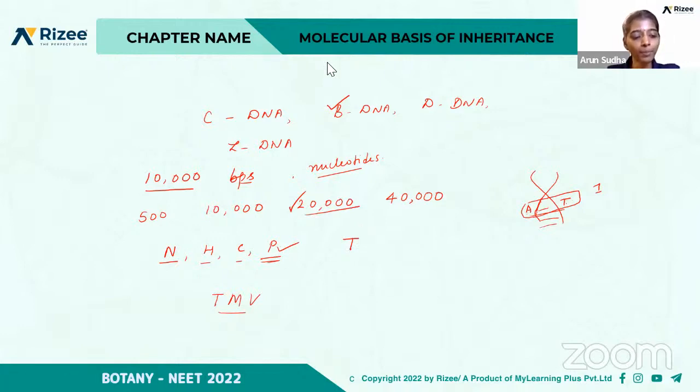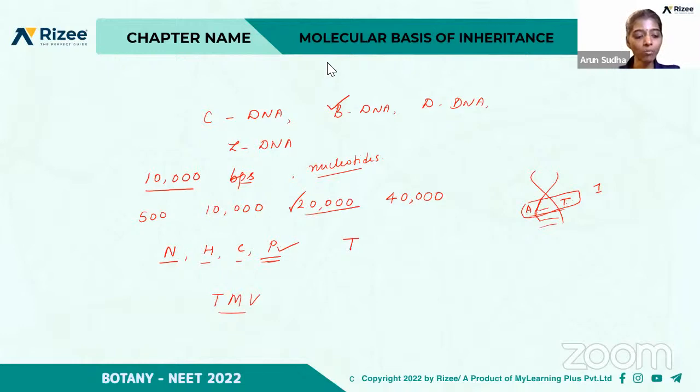The purine and pyrimidine pairs of complementary strands of DNA are held together by hydrogen bonds, oxygen bonds, carbon bonds, or nitrogen bonds. Yes, A is the right answer. That is hydrogen bonds.